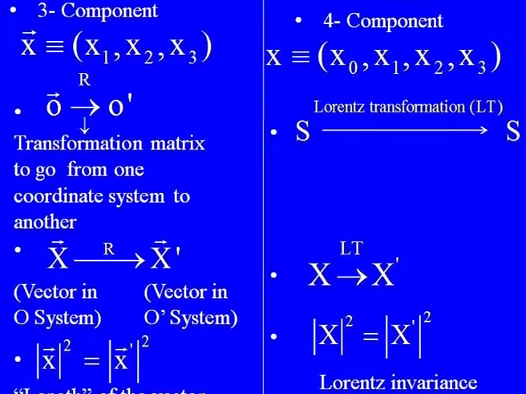For example, if x is a vector in the O system and x prime is a vector in the O prime system, the transformation matrix which is transforming O to O prime will be the same which transforms x to x prime. And not only that, the length of this vector is actually the same. That's a scalar, so that doesn't change when you change coordinate systems.